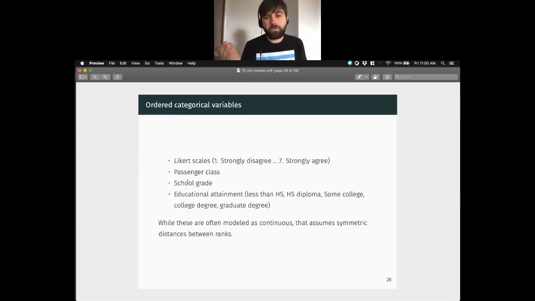The way we describe this distances problem is as an assumption, right? That we make if we use a numeric, real number scale to translate these ordered categorical variables, we're assuming symmetric distances between ranks, right? And that is an assumption that is often invalid, right?